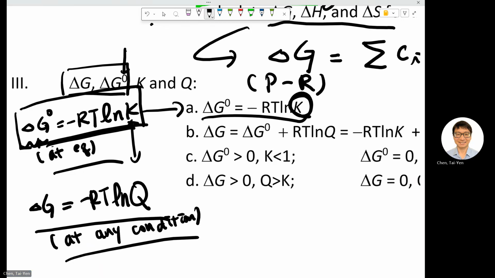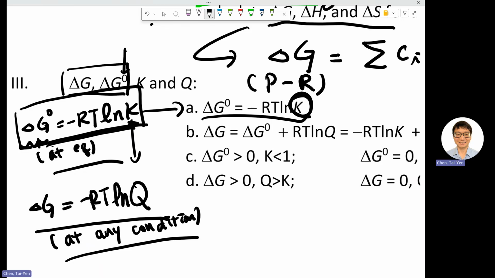Okay. The things we're talking about are really beyond the scope of this class, but I think the physical meaning will make a lot of sense. We can associate your K with your delta G naught, and Q with your delta G. But we actually write out an equation.